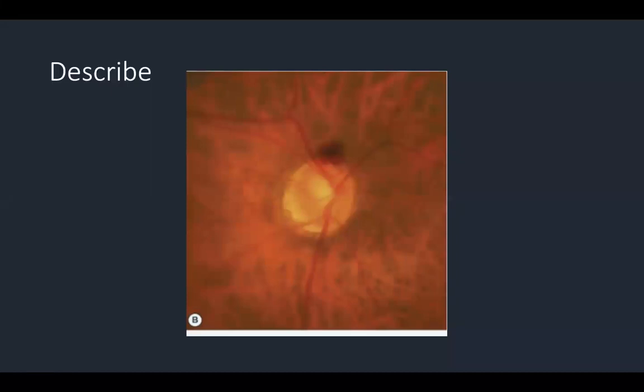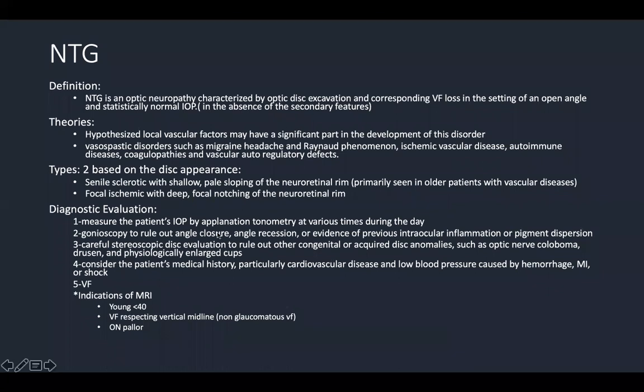And usually the treatment is, as you said, reducing the IOP by 30%. Now, this busy slide is just for some definitions, types and theories of normal tension glaucoma, for you to review later if you want. And the two types: if you will be examined by a professor, for example, he likes to ask about the two types, which are senile sclerotic and focal ischemic. You have to know that.